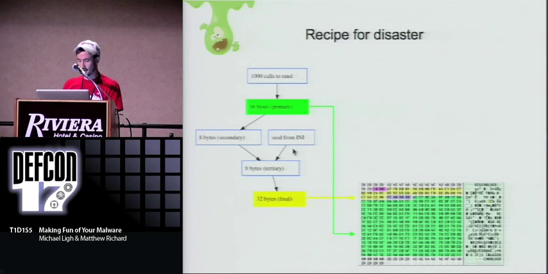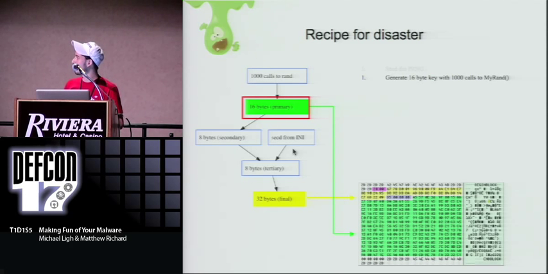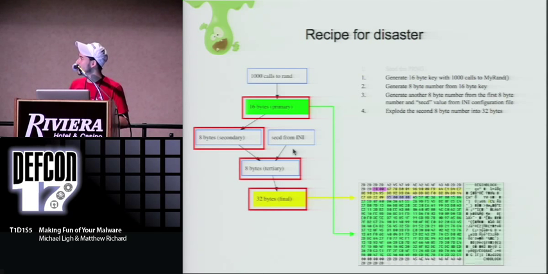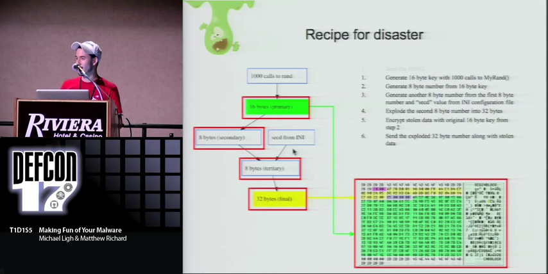I'm going to skip through this one a bit fast. I talked about this briefly at DEF CON last year. The recipe for disaster is to seed the random number generator. That's grayed out up there because I wanted to indicate that they didn't do it. The next step is that they make 1,000 calls to that myRAND function and generate a 16-byte number, which is the primary encryption key. Then they take that 16-byte number and compute an 8-byte number using a particular formula. Then they generate another 8-byte number from the secondary key. Then they use some arbitrary precision math to explode that 8-byte tertiary key into a 32-byte number.